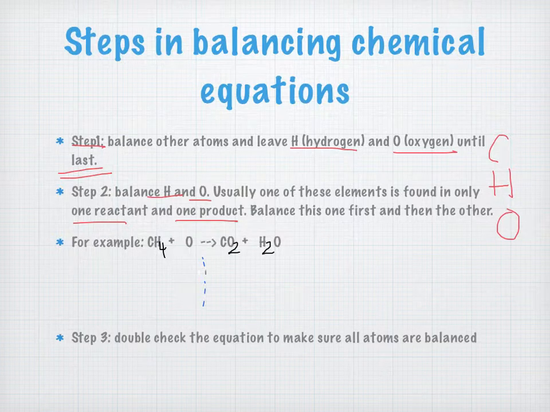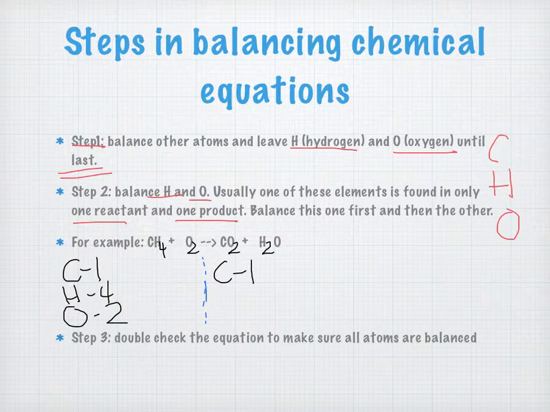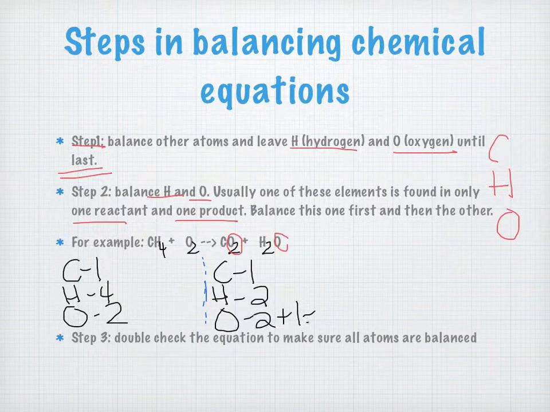So, first I need to count what I have. Well, I have 1 carbon, 4 hydrogen, and I have 2 oxygen. On this side, I have 1 carbon, I have 2 hydrogen, and when I'm counting my oxygen, I've got 2 and 1. So I've got 2 plus 1 equals 3. So I need to first look at my carbon. Carbons are 1 and 1, so they're balanced, and we can just leave them as is.